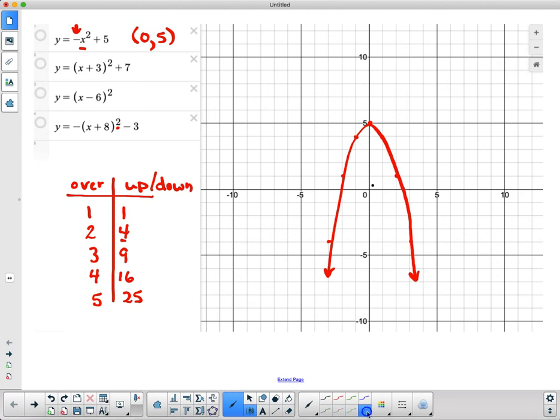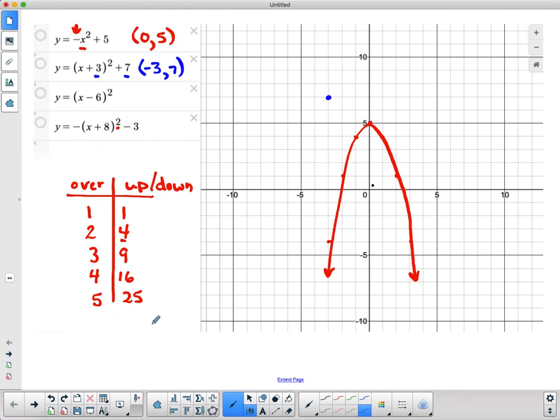Now let's take a look at some of the other ones here. This one tells us where the vertex is here. Remember, when it's in the brackets, we have to take the opposite sign. So the vertex is -3, 7. Now I'm going to put that point on there. That's the vertex, and from there we're going to graph all other points on the parabola. So we're going to go backwards 3 and up 7: 1, 2, 3, 4, 5, 6, 7. So there's our vertex at -3, 7.